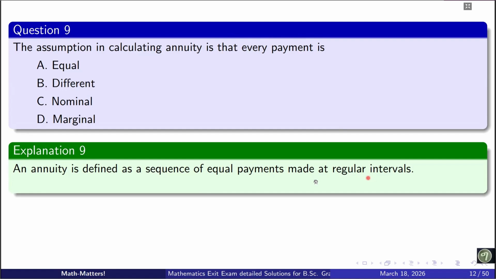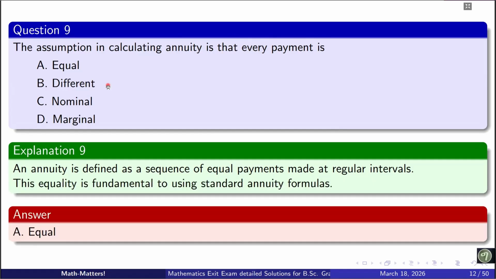The payments are made at a regular interval, so this equality is fundamental to using the standard annuity formula. Therefore, the answer for this one is equality. That means if there exists equality here, the equal payment will be guaranteed.